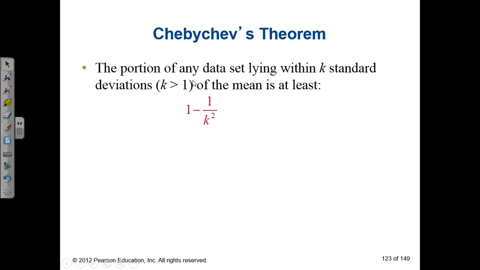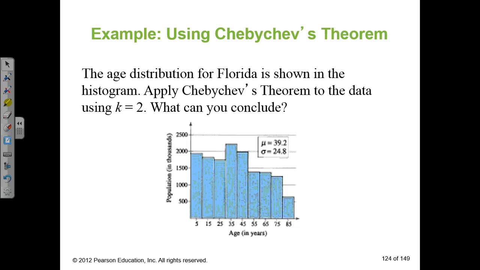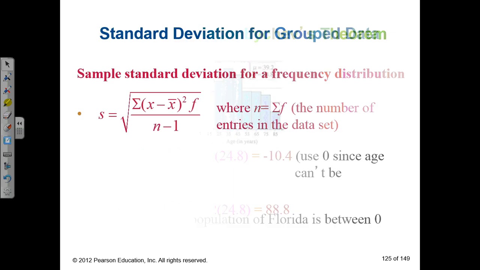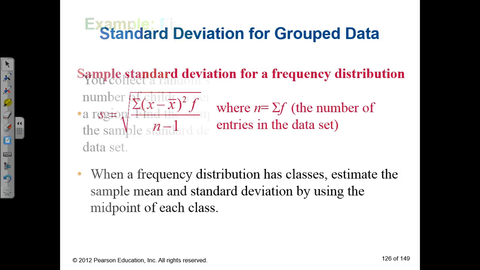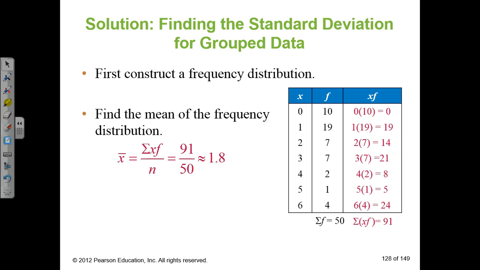Chebyshev's rule does the same thing, except the data does not have to be symmetric and bell-shaped. We are not going to be doing any problems with Chebyshev. Just know that it exists. So we'll skip through these slides. And we're not going to be doing standard deviation for group data either, so we can skip through these slides also.